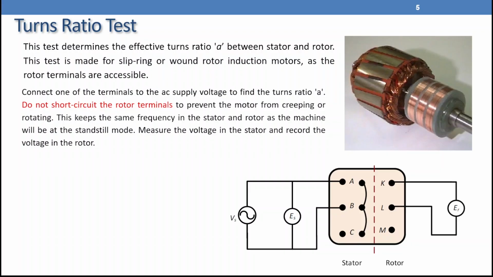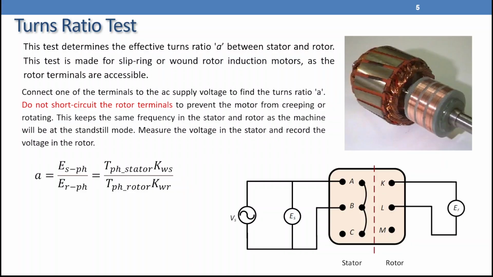We are going to measure the voltage on the stator side and the voltage on the rotor side. Because the number of turns per phase in the stator is not equal to the number of turns per phase in the rotor, E stator per phase over E rotor per phase equals T phase stator multiplied by the winding factor of the stator over T phase rotor multiplied by the winding factor of the rotor.